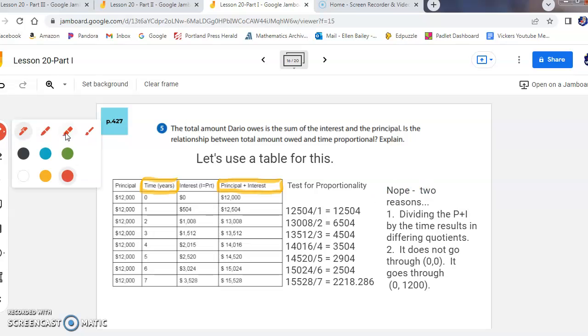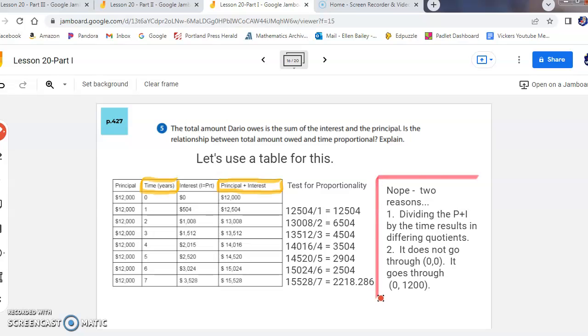I want you to write this part here where it says no. I'm going to put a little box around the piece that should go in your packet. So you can start writing this now. I know it's hard to see, it's a little blurry, but just listen to what I'm saying, and I think it will help. So the answer is no. This is not proportional. Two reasons. One, dividing the principal plus interest by the time results in differing quotients.